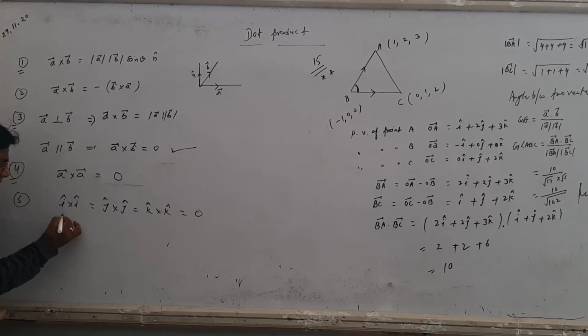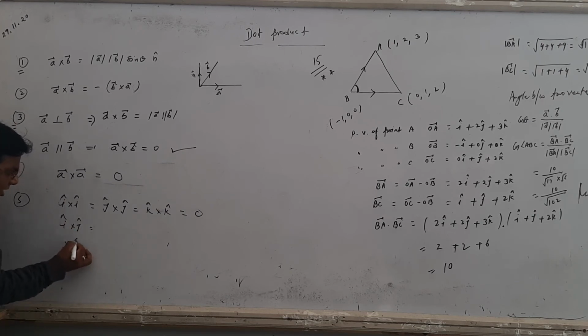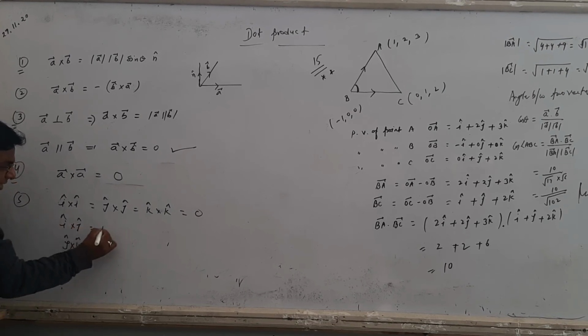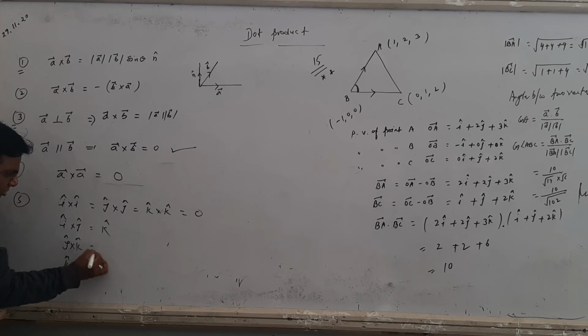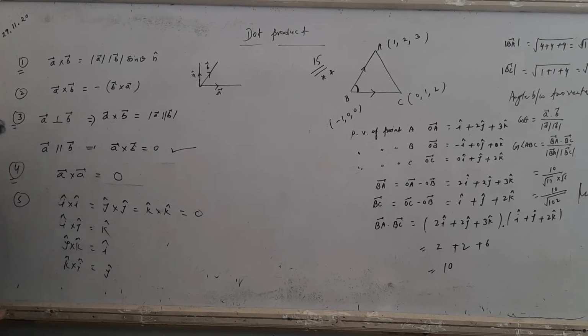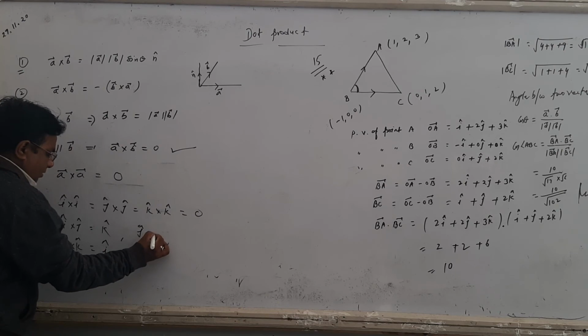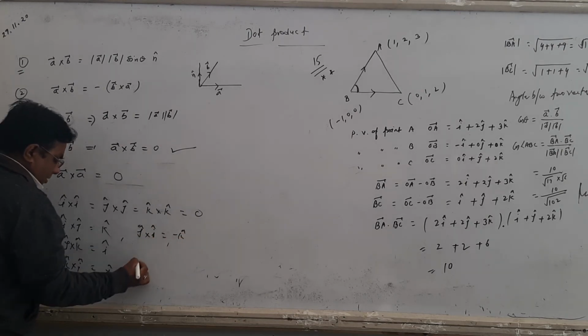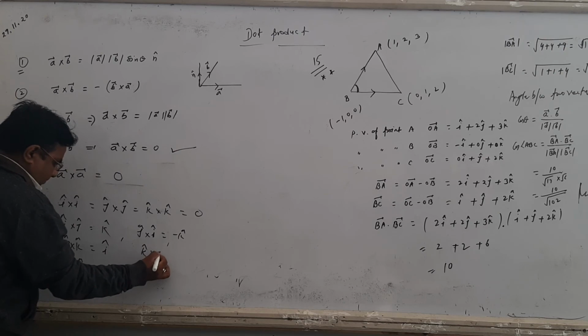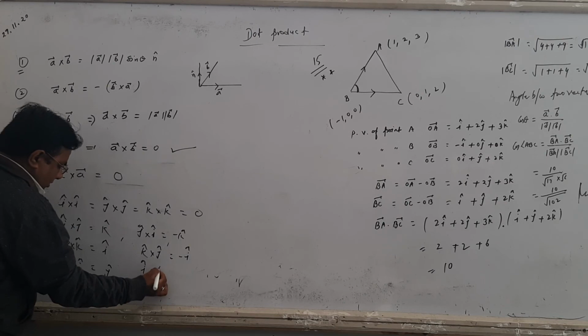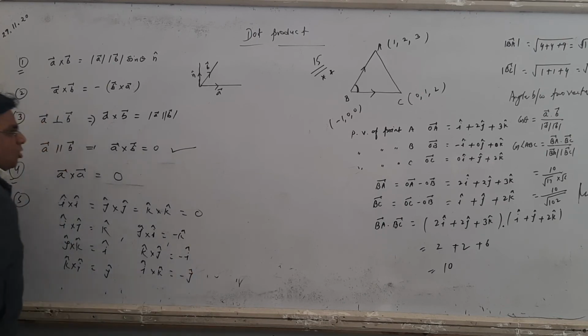But what is the value of I cross J? What is the value of J cross K and K cross I? This is the cyclic order. I cross J is K, J cross K is I and K cross I is J. So, I cross J is K, then J cross I is minus K. Right? K cross J is minus I. And I cross K is minus J. So this is cross product.